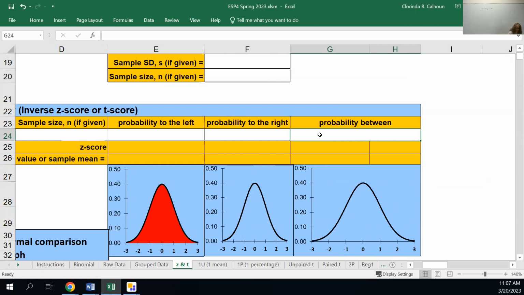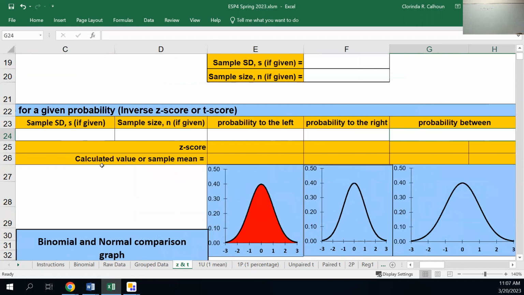The percentage is going to be your probability. Make sure you change your percent to a decimal number, so move your decimal 2 places to the left and drop your percent sign. But we're not looking for z-score. Even though the z-score is going to be there, we're looking for our value.